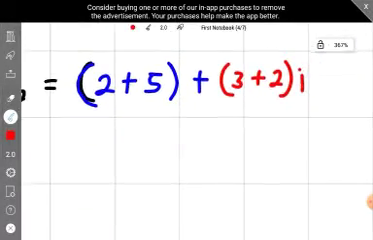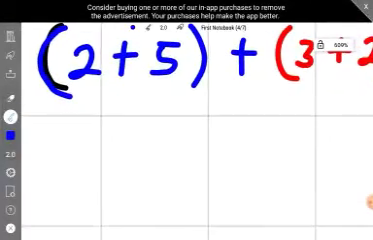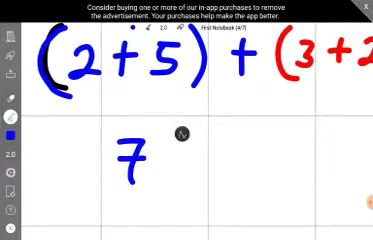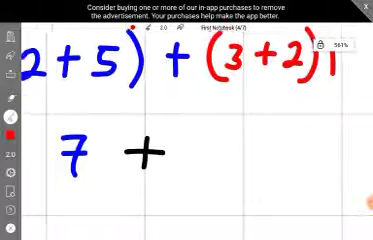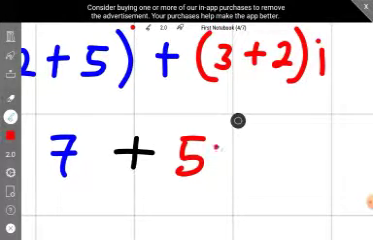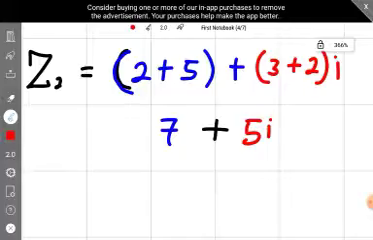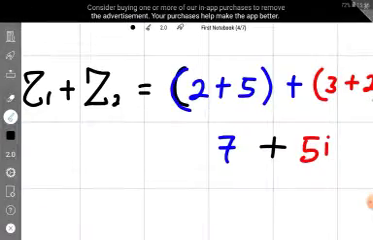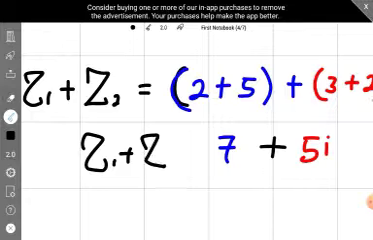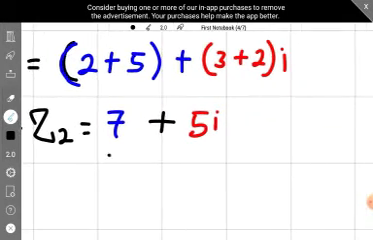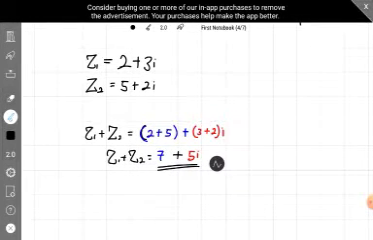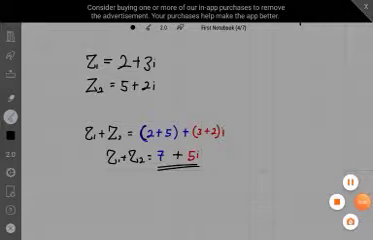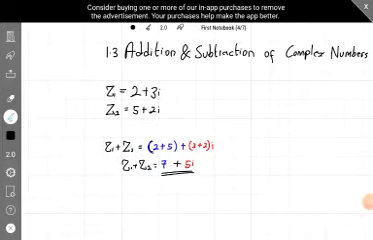So the final answer to this becomes 2 plus 5, that's 7, plus the imaginary part, we have 3 plus 2, that's 5, with our i multiplying the answer. So z1 plus z2 is equal to 7 plus 5i. So the real part goes with the real part and the imaginary part goes with the imaginary part. So that's for the addition of two complex numbers.